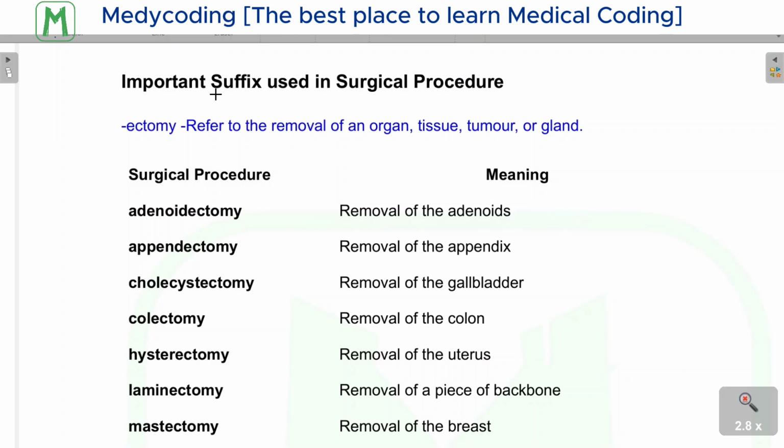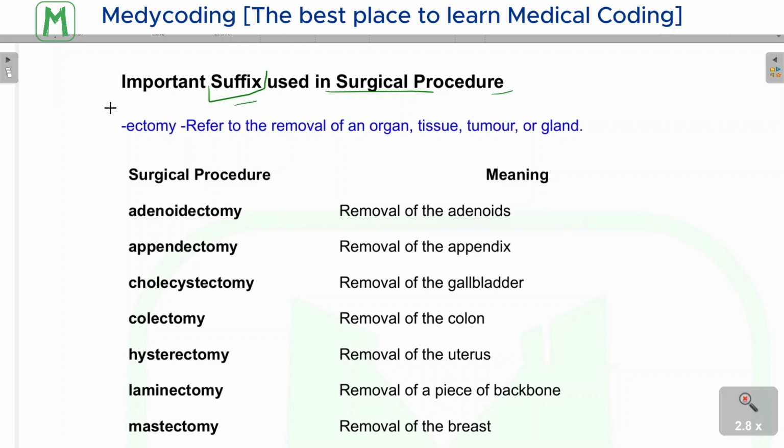So in this lecture, we are going to learn some important suffixes for surgical procedures. This knowledge will always help you to know the procedure by seeing the term only.